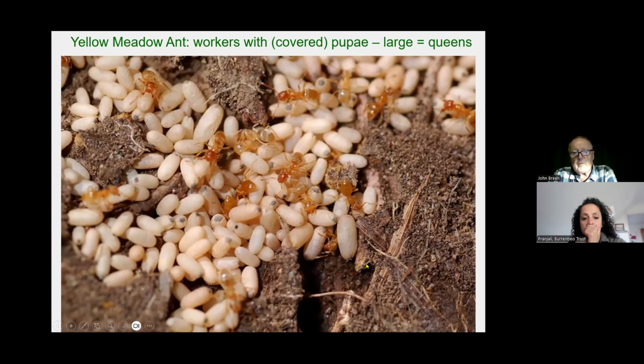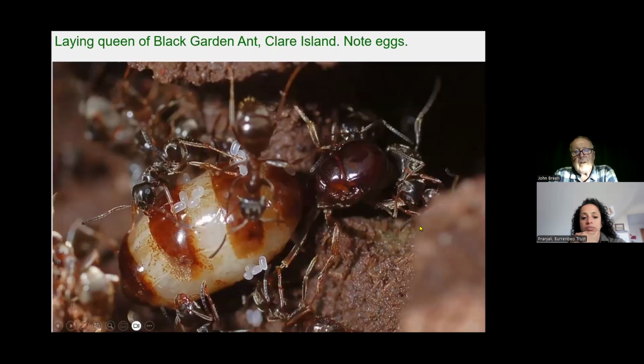Again, two sizes of covered pupae. And both of these Lasius species are monogynous. I used that word earlier on. That means there's only one queen in the nest. And only once, I have never seen the colony queen of Lasius flavus, the yellow meadow ant.